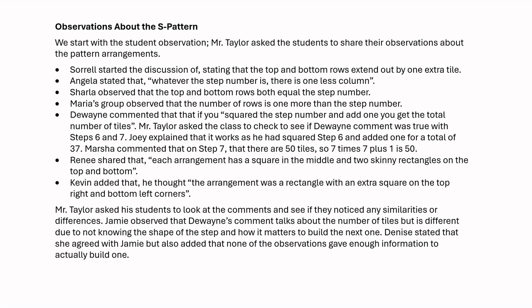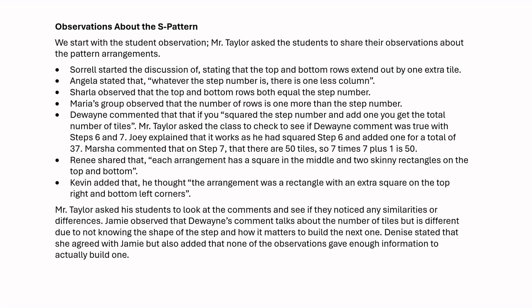Mr. Taylor asked the class to check to see if Dwayne's comment was true with steps 6 and 7. Joey explained that it works, as he had squared step 6 and added 1 for a total of 37. Marsha commented that on step 7, there are 50 tiles, so 7 times 7 plus 1 is 50.